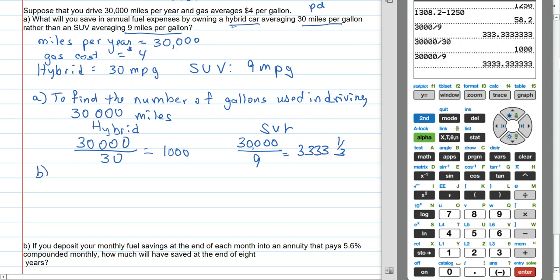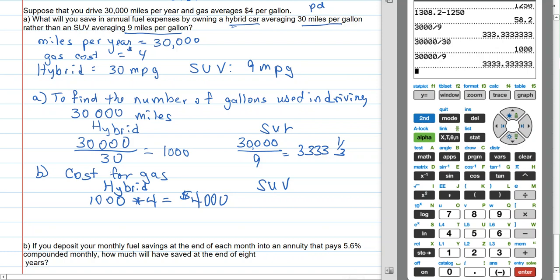Now, our B part, we're going to figure out what you save in annual fuel owning a hybrid. So now we're going to do the cost for gas, hybrid. We used 1,000 gallons times $4 per gallon approximately. So that one is $4,000. For the SUV, I'm going to do this as a fraction so that we get what we need.